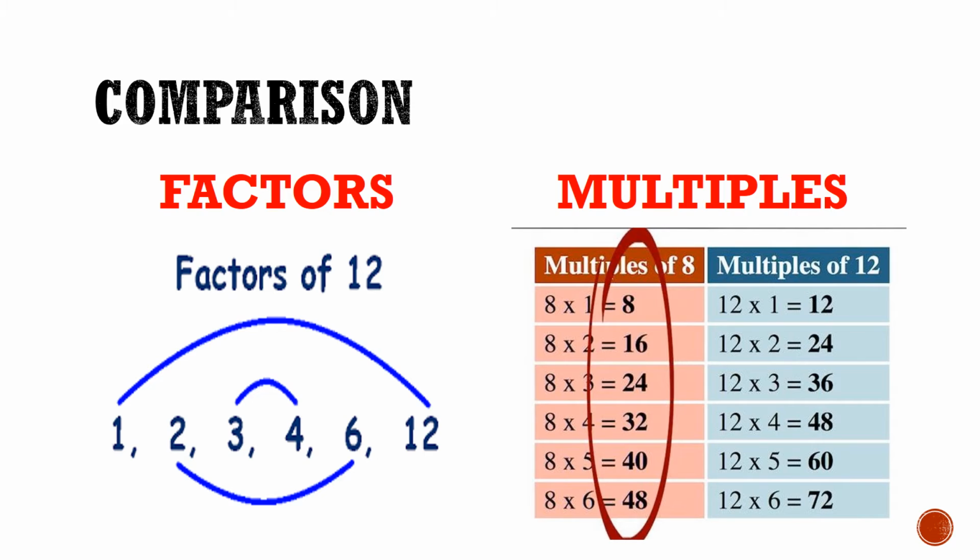Now let us talk about multiples. Multiples are obtained by multiplying the number with a non-zero number. Now see, 8 into 1 is 8, 8 into 2 is 16, 8 into 3 is 24, 8 into 4 is 32, 8 into 5 is 40 and so on. Similarly, you can just say the tables and get the multiples. 12 ones are 12, 12 twos are 24, 12 threes are 36, 12 fours are 48 and so on.